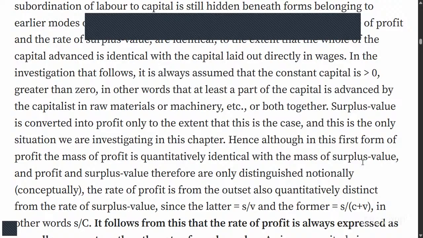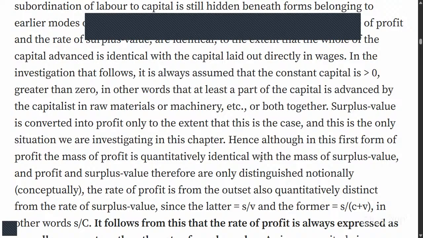Therefore, they are only distinguished notionally, conceptually. The rate of profit is, from the outset, also quantitatively distinct from the rate of surplus value. Hence, the latter equals S over V, and the former S over C plus V. In other words, S over total capital.